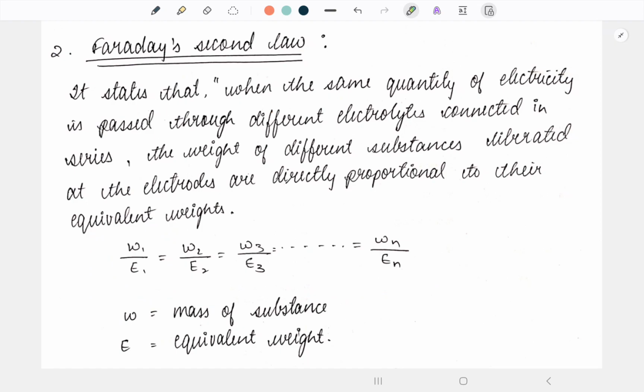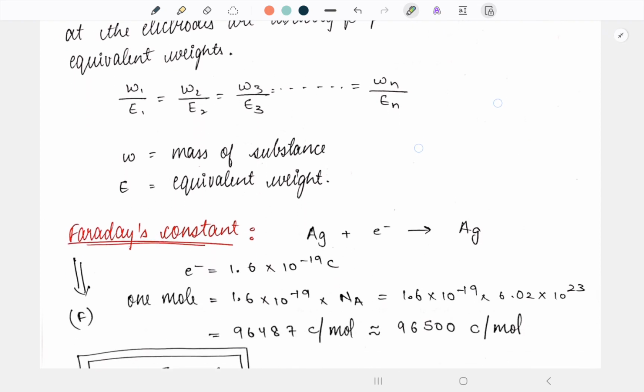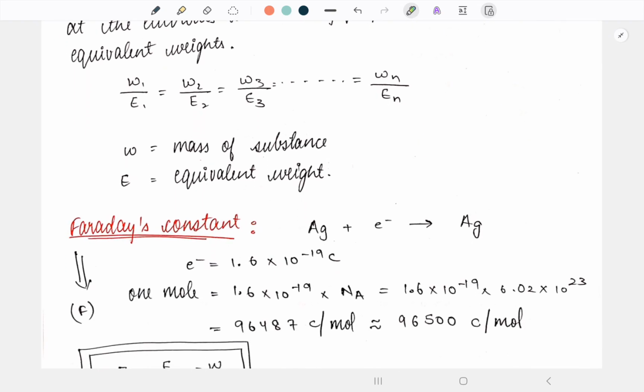Now we'll study about the Faraday's constant. So the amount of electricity or charge required for oxidation or reduction depends on the stoichiometry of the electrode reaction.